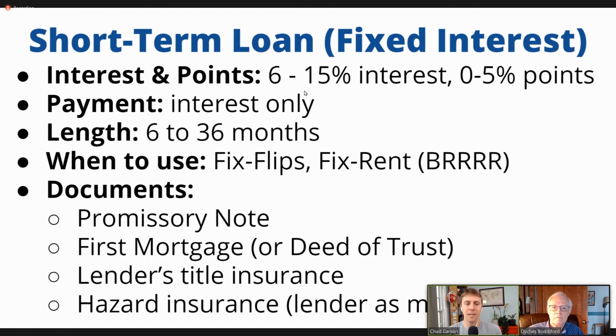But this is the basic structure. You're going to negotiate those points. You're typically going to have a promissory note. That's the contract, the debt that describes the terms of the agreement you have with your private lender.